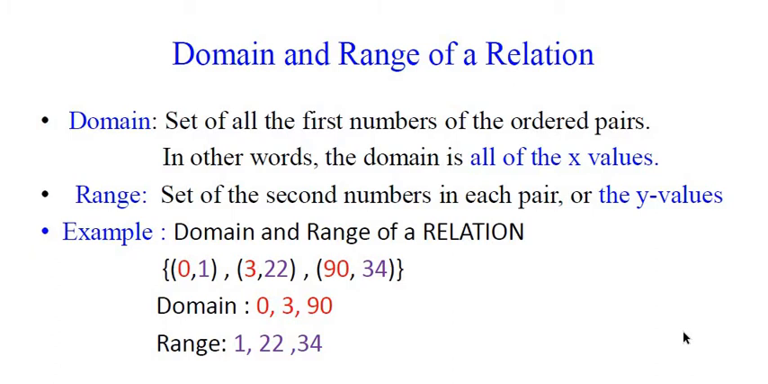Okay, and range is a set of the second numbers in each pair. So the y values. So the range is the set of the second numbers in each pair, right? So you can say here the range of example 1 is 22, 34. This is the range.